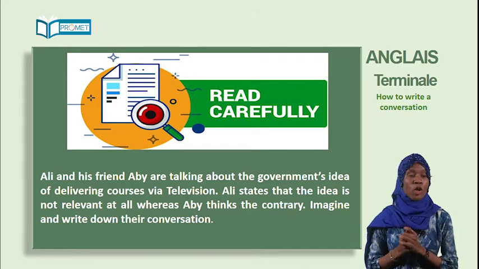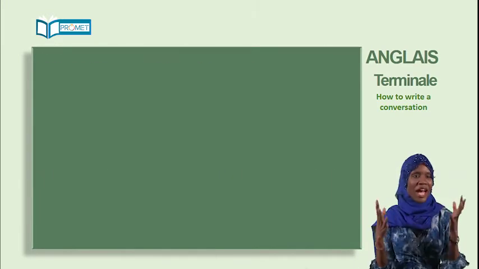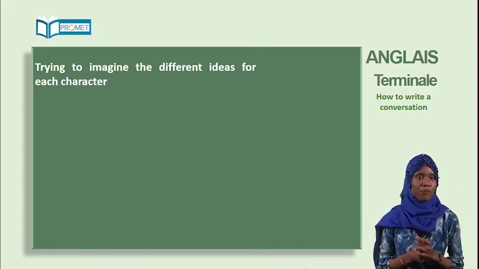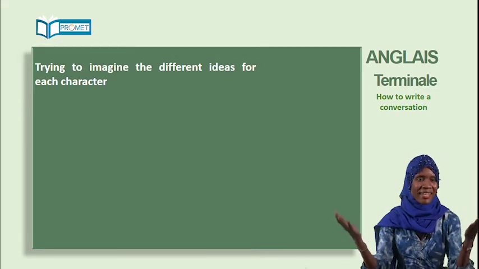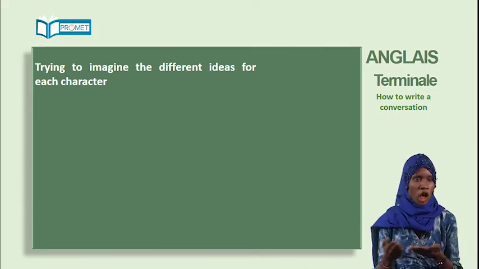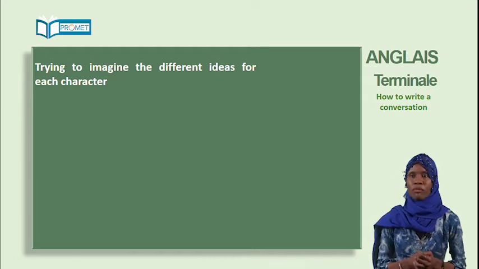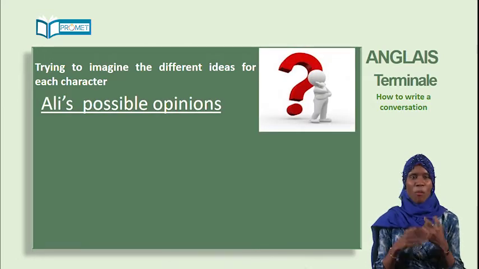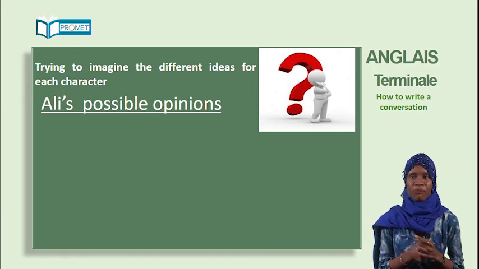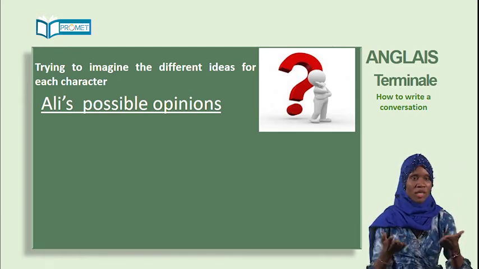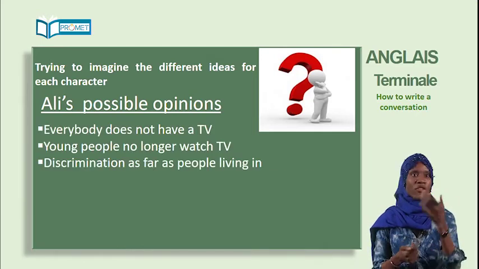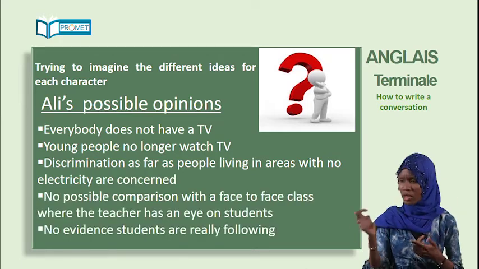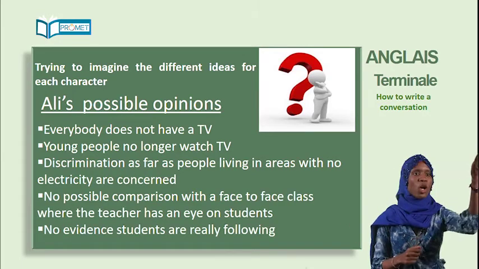Now, class, we're going to try to imagine the different ideas for each character. You're going to help me with Ali's opinions on the issue. So, who can give me an example? To your mind, what opinion can Ali have, or what argument can he bring? Everybody does not have a TV. Excellent. Young people no longer watch TV.